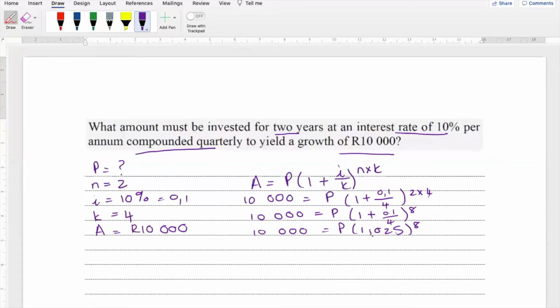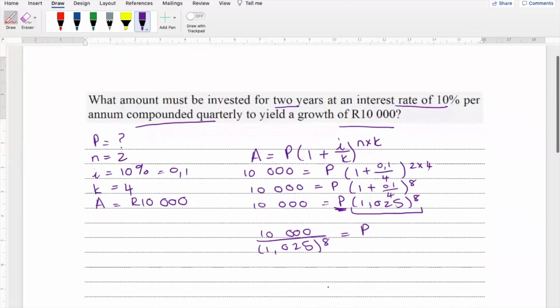Now I want to get this P by itself, okay? So currently it is P times this entire bracket. So if I want to get the P by itself, I'm going to do the opposite of multiplying by this. And the opposite of multiplying is dividing. So I'm going to divide both sides by this bracket. So I'm going to get 10,000 divided by 1.025 to the power of 8. And that'll give us just P.